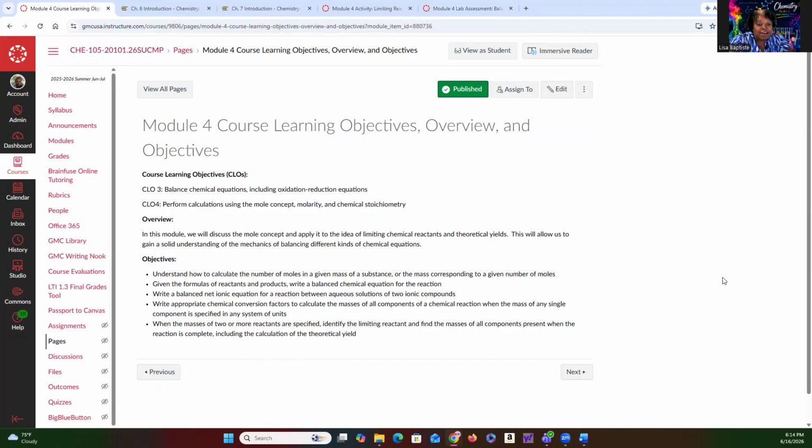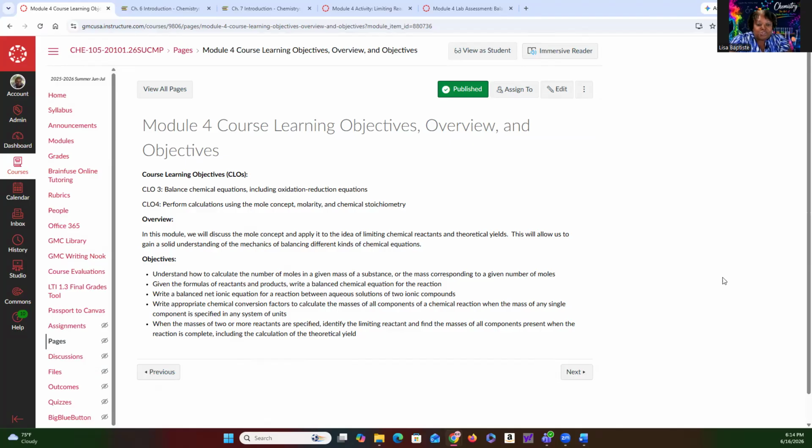Given the formula of reactants and products, we want to write balanced chemical equations for the reaction. We want to write a balanced net ionic equation for a reaction between aqueous solutions of two ionic compounds. We want to write appropriate chemical conversion factors to calculate the masses of all components of a chemical reaction when the mass of any single component is specified in any system of units.